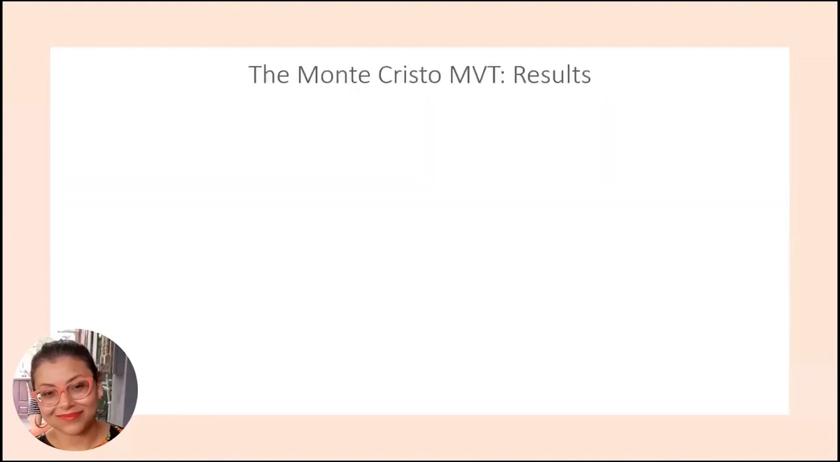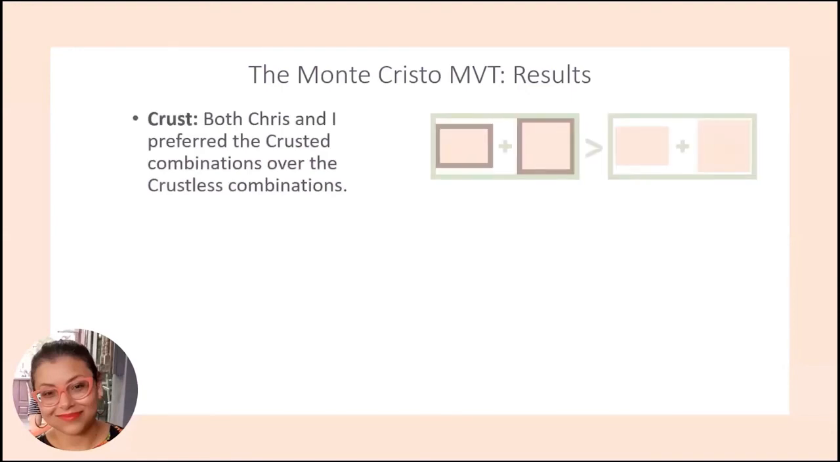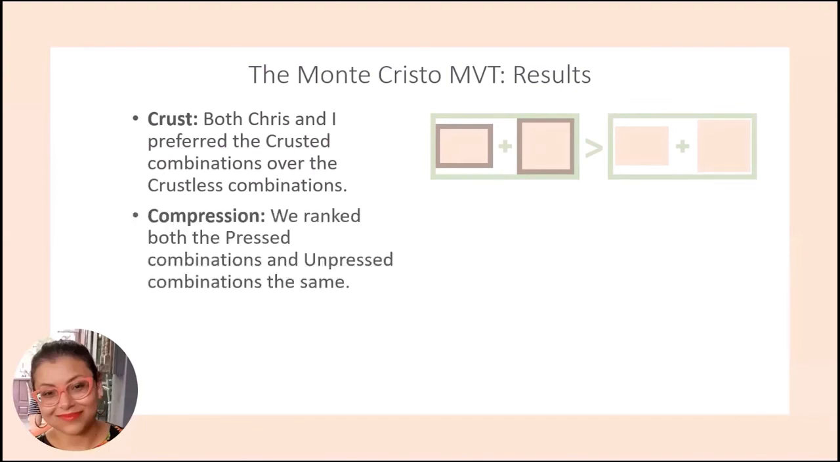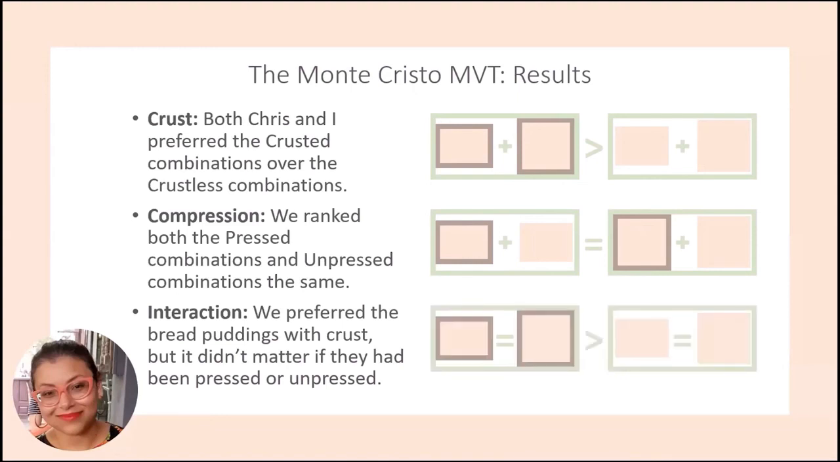All right. So the main effect of crust was significant. Both Chris and I preferred the crusted combination over the uncrusted. So we like the textural component that having that crust brought. Surprisingly, the main effect of compression was not significant. So we ranked both the pressed conditions and unpressed conditions the same. And then the interaction was also not significant. So we preferred the bread puddings with crust, but it didn't matter if they had been pressed or unpressed.